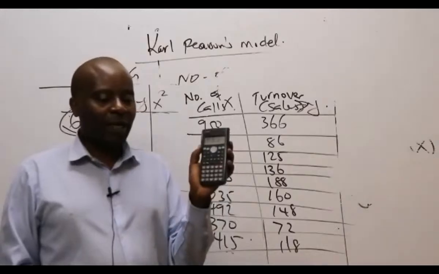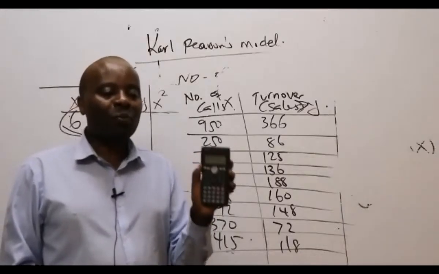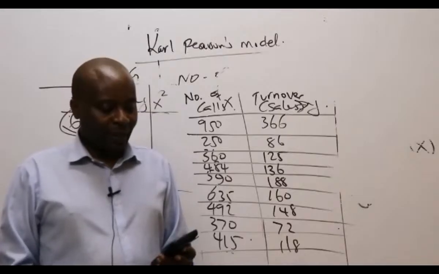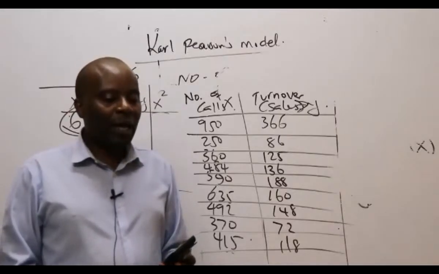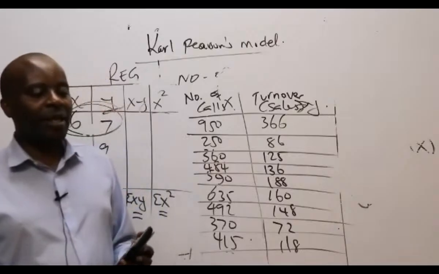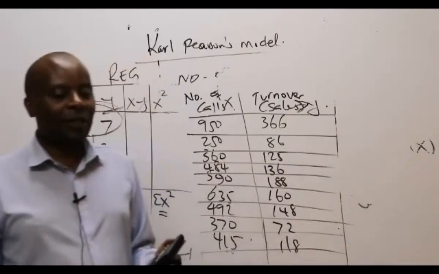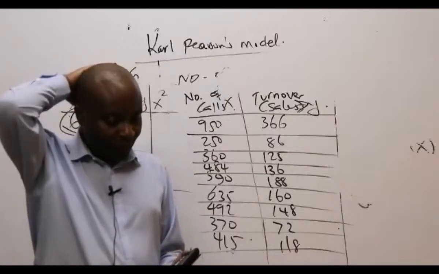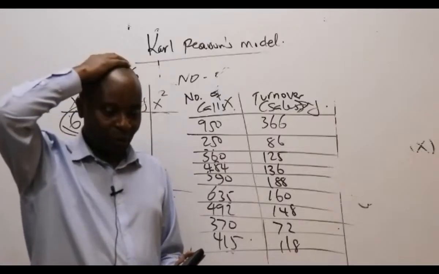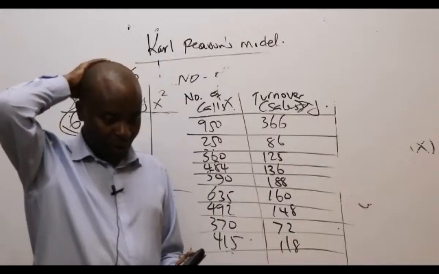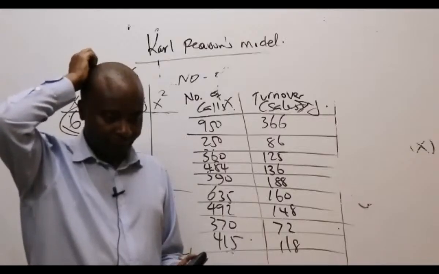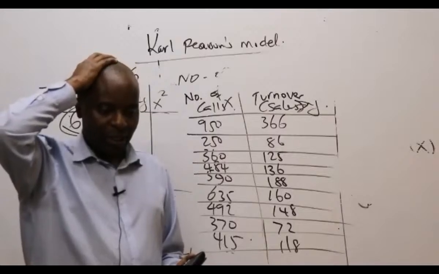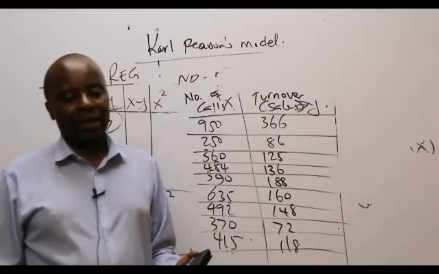Ukisema shift 1, what is now being displayed on your screen? What's being displayed on your screen? Mimi naona yangu inaniambia sum of x squared. Fatima amesema sum of x, ameona n. Wanafunzi wengi hawajaona chochote. Kwa screen yenu imeandikwa namna gani?